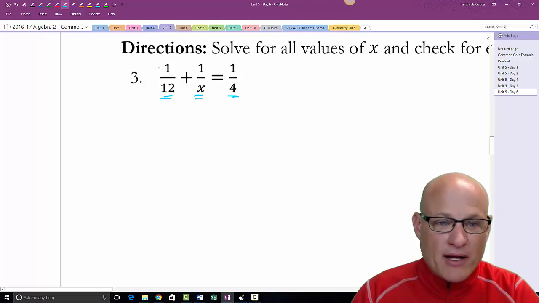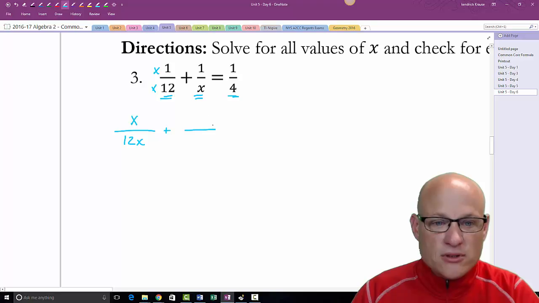So this one needs to get multiplied by x over x. So this becomes x over 12x plus, this one had to be multiplied by 12. So 12 over 12x is equal to, and if I make this 12x, I got to multiply by 3x, right? So I got to multiply by 3x. So this is 3x over 12x.